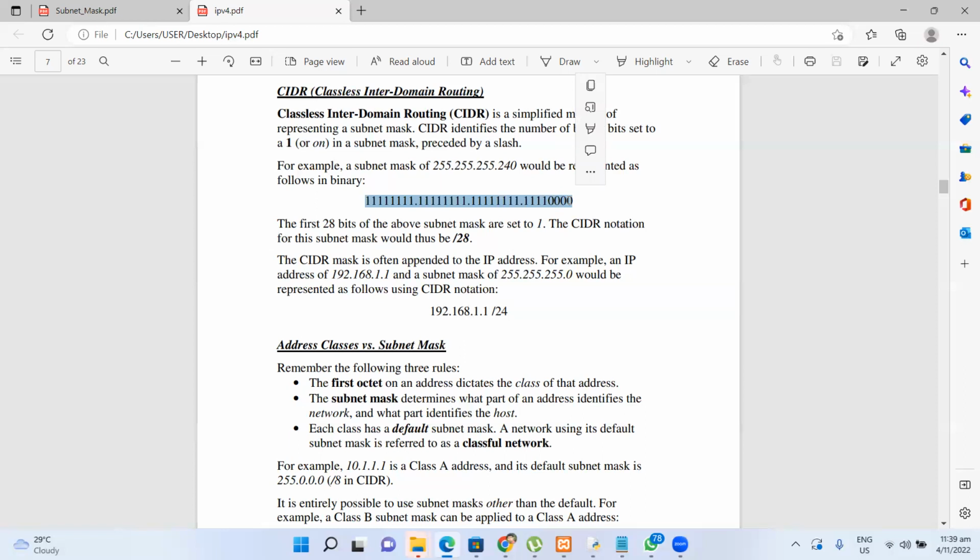Just try to calculate, because we know already how the calculation happens. The only thing is, here we are using variable length subnetting. So consider that and calculate the first valid IP, the network IP and the broadcast IP of the first network. So try that now. You will try.